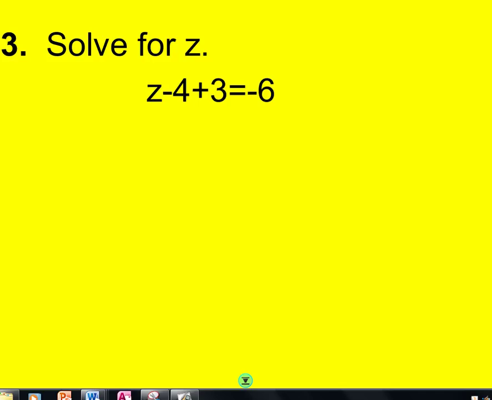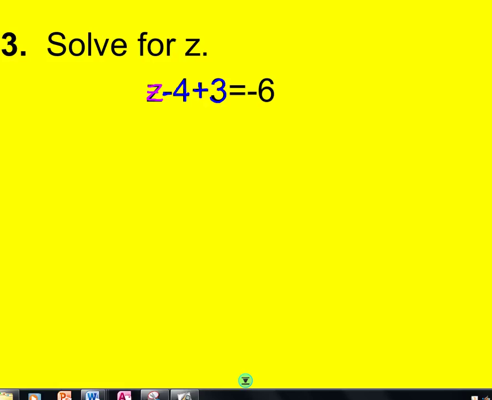We're asked to solve for z. So this time you'll notice I only have one z here. z minus 4 plus 3 is equal to negative 6. This is a unique question because this time my common or my like terms are actually something called constants, which are numbers. So my constants I've highlighted in blue. Constants are numbers that are either added or subtracted to a variable. In this case, negative 4 and 3 are constants.